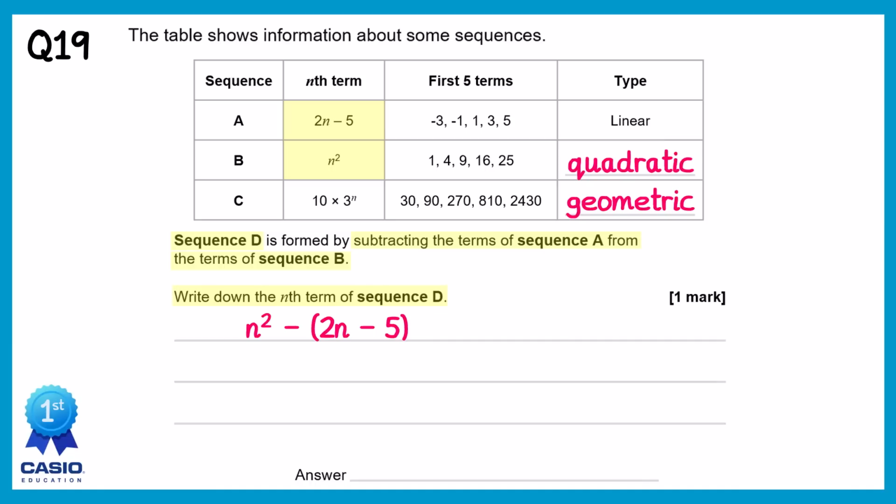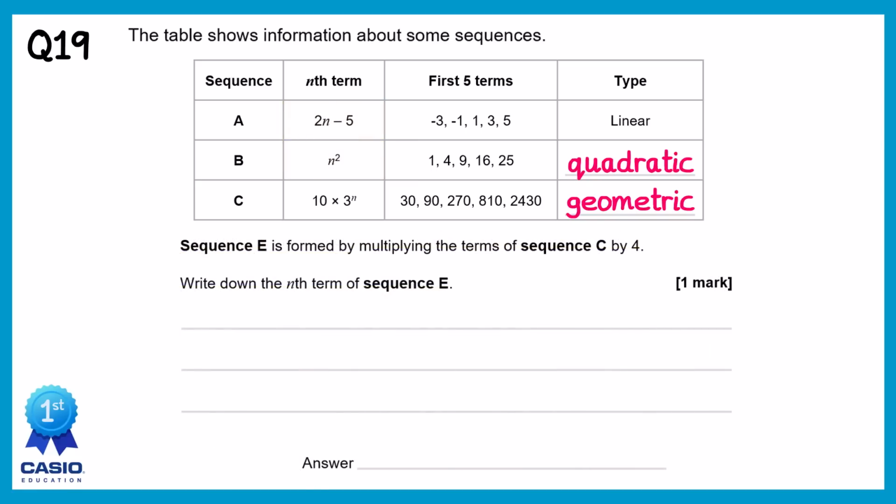Now we need to expand this out, and if it's easier, you can imagine there's a 1 in front of this bracket here, so a negative 1. So we have n squared, then we do negative 1 times 2n, which is negative 2n, but then negative 1 times negative 5, which is a negative multiplied by a negative, so a positive 5. So the nth term is n squared subtract 2n plus 5.